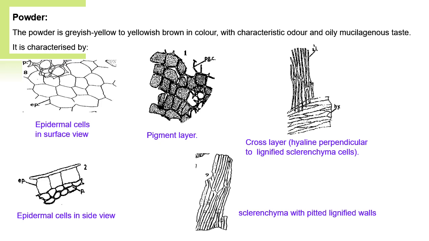The cross layer, which consists of the hyaline layer and perpendicular to it the sclerenchyma layer, is formed of lignified cells with pitted walls. And here is a fragment of the sclerenchyma without the hyaline layer. Photograph showing sclerenchyma layer, hyaline layer, and pigment layer, and the outermost epidermal cells filled with mucilage. Photograph of the pigment layer, polygonal cells filled with orange brownish content.